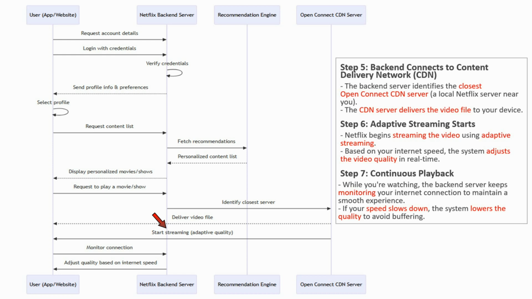Step 6 is Netflix begins streaming of the video using adaptive streaming. Based on your internet speed, the system adjusts the video quality in real time. Step 7 is while you are watching, the backend server keeps on monitoring your internet connection to maintain a smooth experience. If your internet speed slows down, the system lowers the quality to avoid buffering.